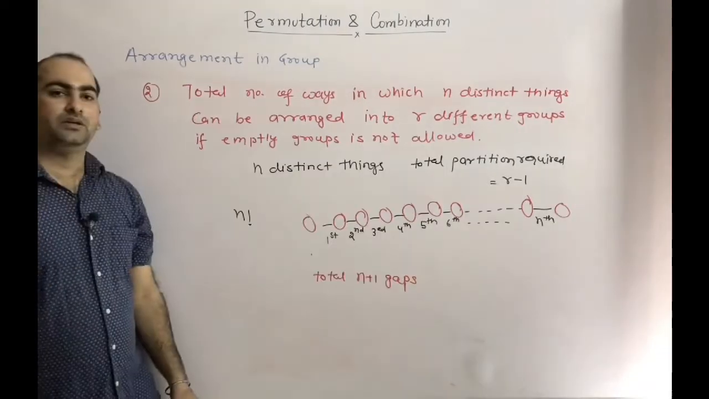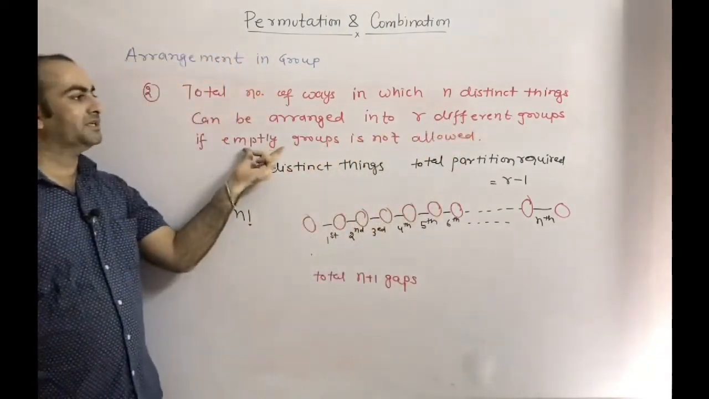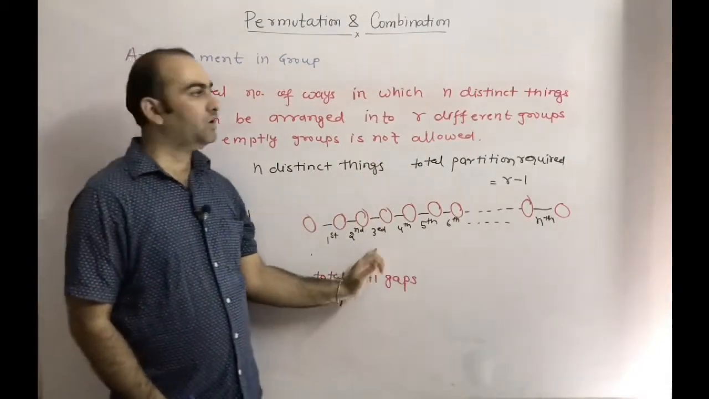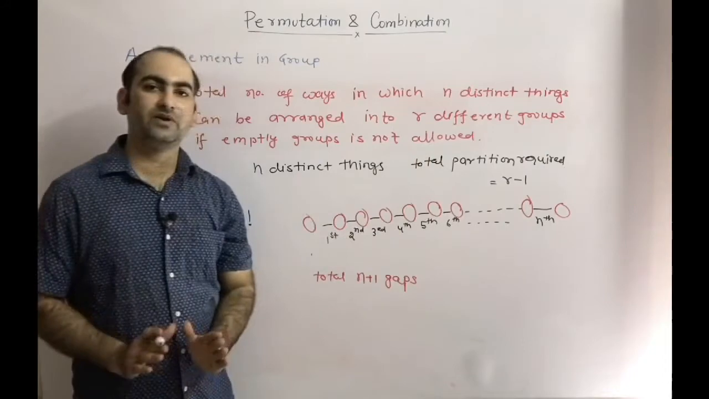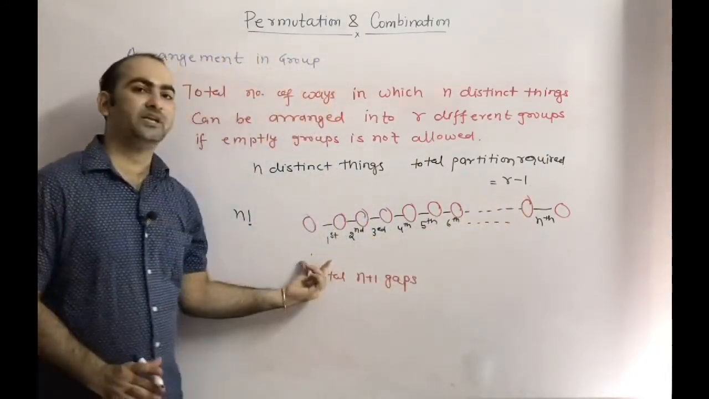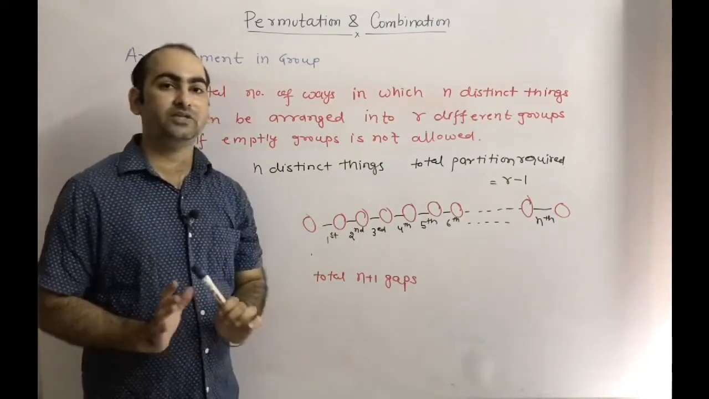Now we have to divide these n things into r different groups if empty group is not allowed. How many partitions are required? That is r minus 1. These r minus 1 partitions we have to put in the gaps. We want in each group at least one thing to be there.